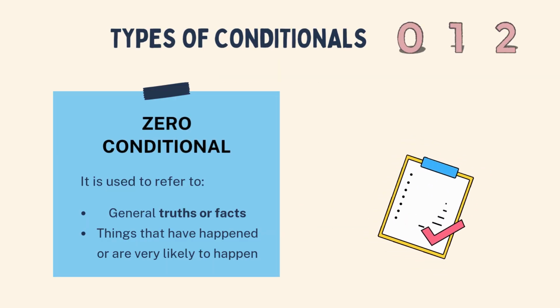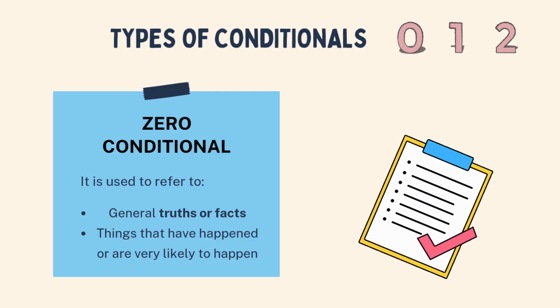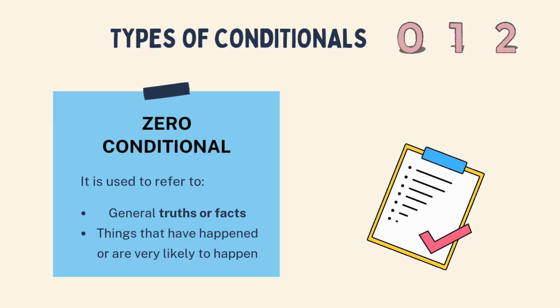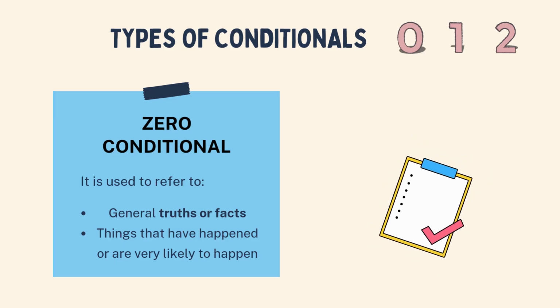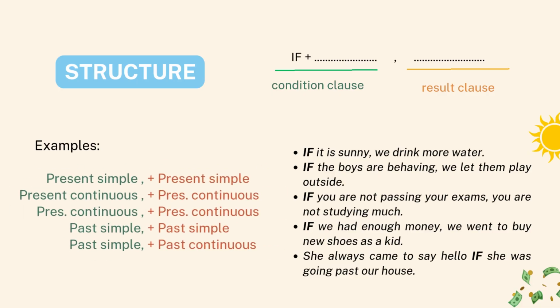Now, let's talk about the different types of conditionals. We have zero conditional, first conditional, and second conditional. Let's start with zero conditional. This is used to talk about general truths or facts and things that have happened or are very likely to happen. When talking about its structure, we have many options and combinations. We can use any of the different varieties as long as we follow the main use of the conditional, which is to talk about general truths or facts.